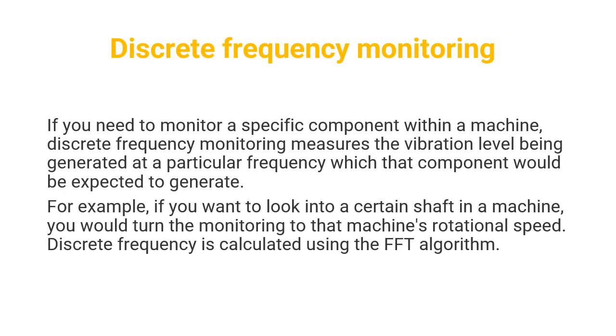Another is discrete frequency monitoring. This is when you need to monitor a specific component within a machine. Discrete frequency monitoring measures the vibration level being generated at a particular frequency, which that component is expected to generate. For example, if you want to look at a certain shaft in a machine, you tune the monitoring to that machine's rotation speed. And discrete frequency analysis is calculated using the FFT algorithm.